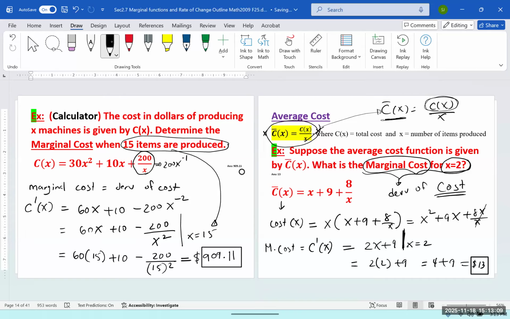What does the y? It's average. You're talking about this bar, right? This bar represents the average. Like when you have x bar, it is average of x. So when you have c bar, it means average of cost. And they're telling you here, the average cost is given by this.